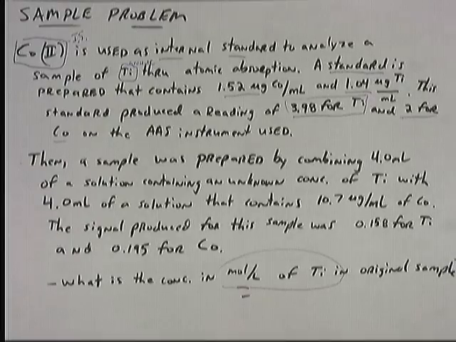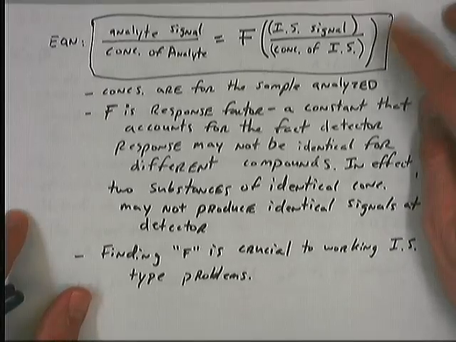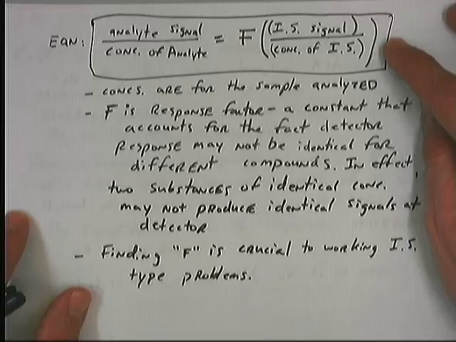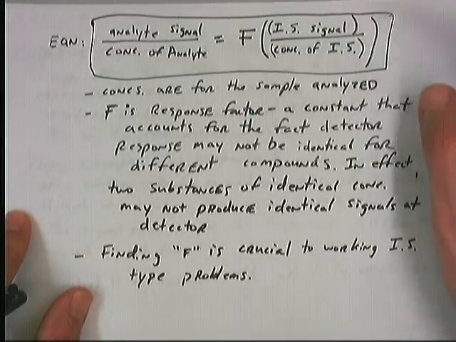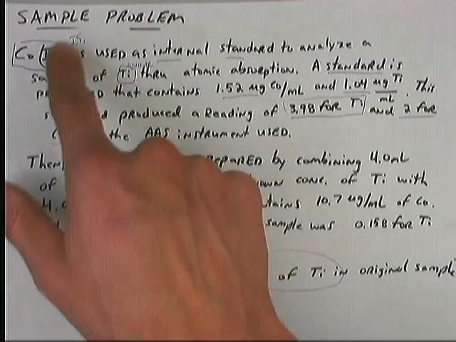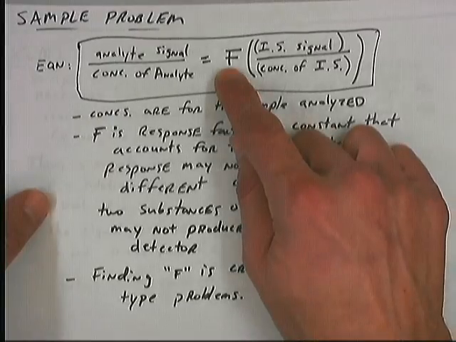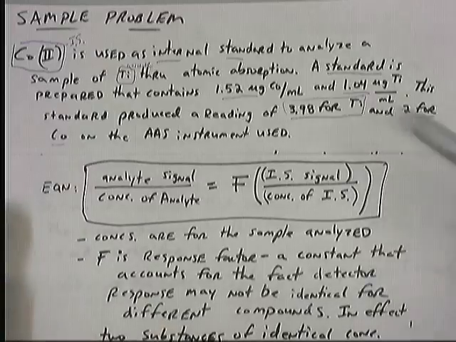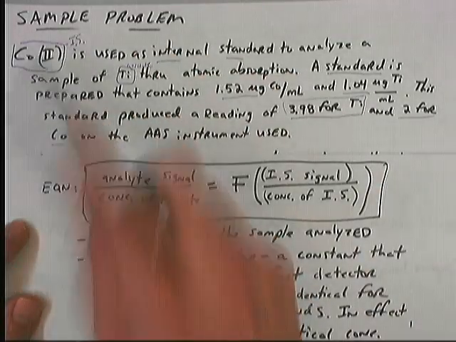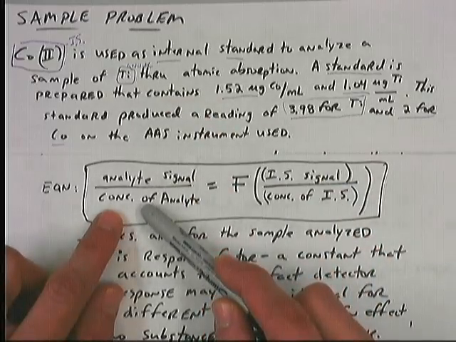Now why is that information crucial to us? Well, remember back when I told you the equation that we're going to use to solve these internal standard type problems. I said that very often we have to solve for F, and we do that using a standard solution. Well, guess what? All this information in the first paragraph is sufficient to solve for F. Looking ahead a little bit, I know my internal standard, which is going to go on the right side. I know my analyte information, which goes over here on the left.